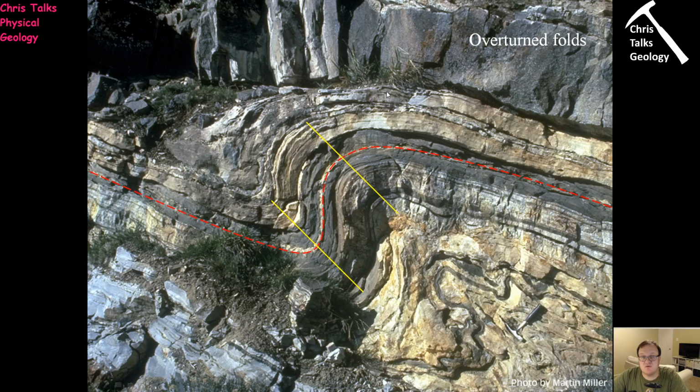So follow this layer of rock here. It comes around, comes around, comes around, and then that one becomes the core of the syncline, doesn't it? So this is the youngest layer of rock here, and these are going to be the oldest rocks here on the outside of the syncline. So you can see quite nicely how the youngest layer of rock becomes incorporated into the core of the syncline.